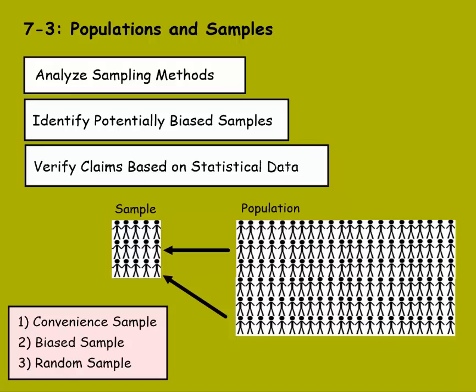We're on lesson 3 of chapter 7, which is populations and samples. First, we're going to analyze sampling methods. Then we're going to identify potentially biased samples. Then we're going to verify claims based on statistical data.